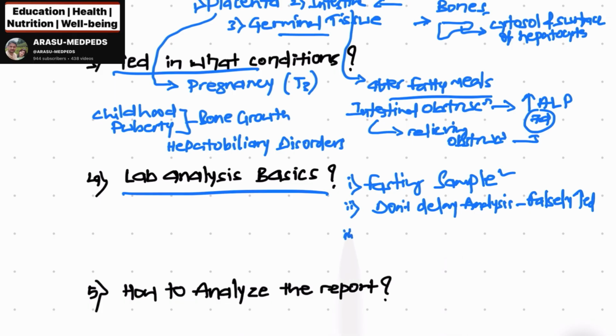The third important point is the measuring unit. We all know that it will be international units per liter. This is the measuring unit for ALP levels. So these are the minimum lab analysis basics one should know about ALP.